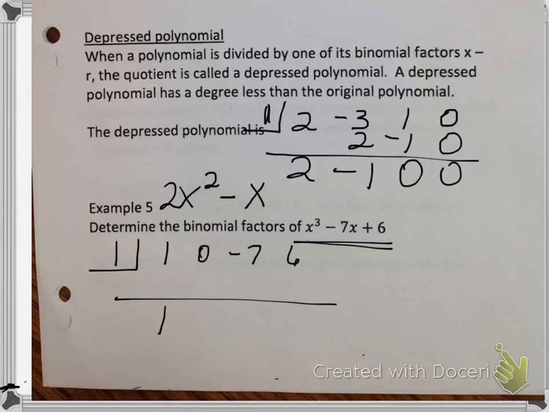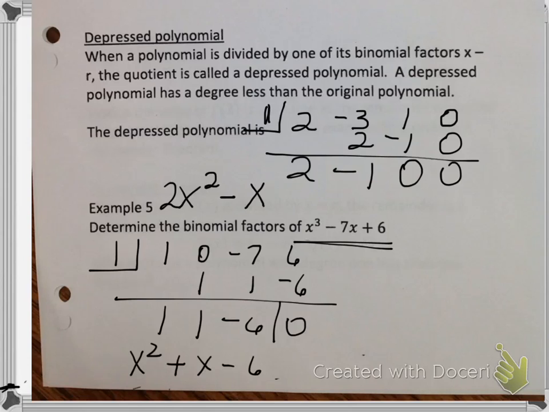So whenever I do the synthetic division, I bring down the 1. 1 times 1 is 1. That gives me another 1. 1 times 1 is 1. That gives me a negative 6. And then 1 times negative 6 is 0. That is a depressed polynomial, and it represents x squared plus x minus 6 with no remainder.